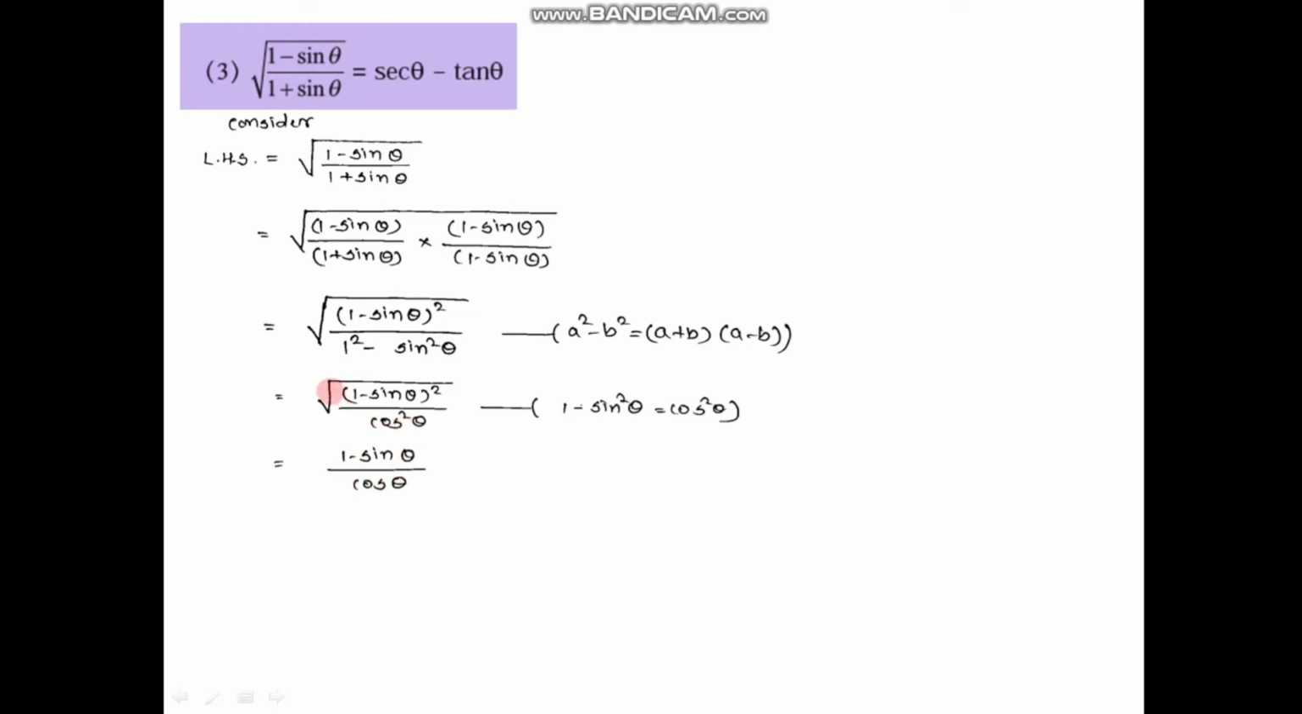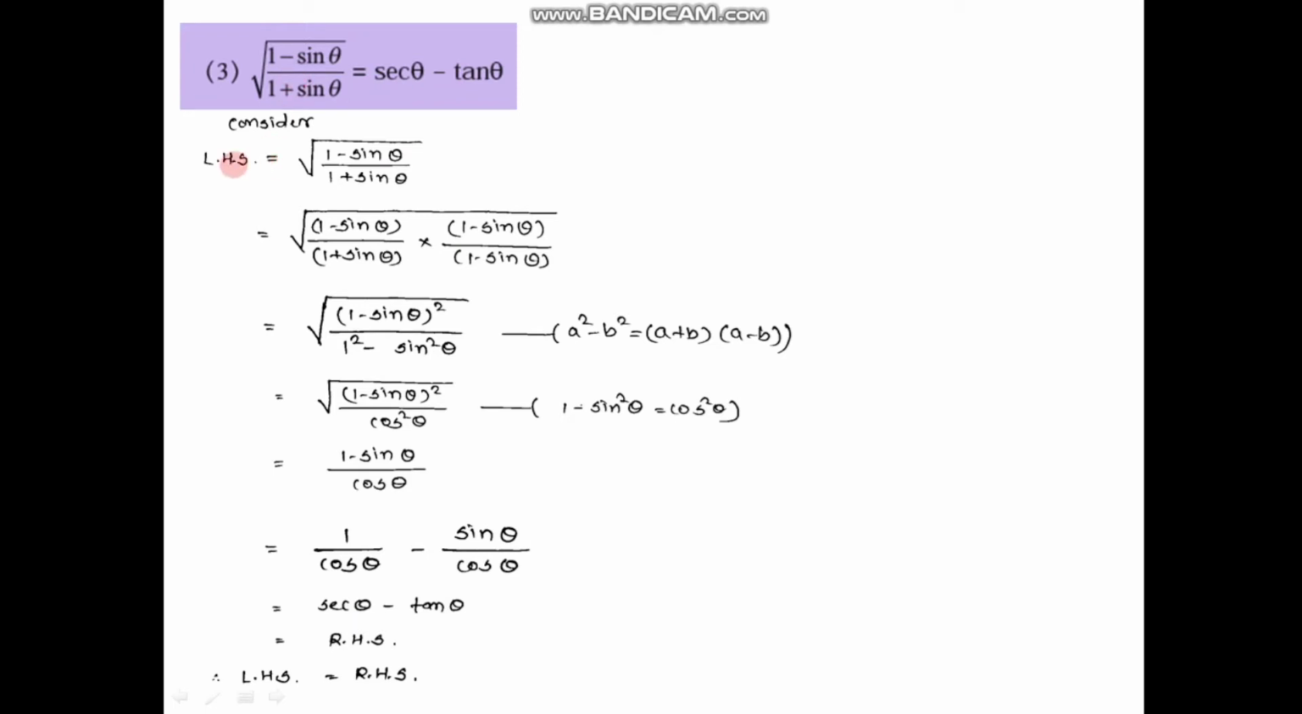Now to the next step, in the numerator (1 minus sin theta) whole square is there, so this square and square root will get cancelled to have 1 minus sin theta in the numerator, and in the denominator we have cos square and the square root sign, so square and square root will get cancelled to get cos theta in the denominator. Now if we separate the numerator, it can be written as 1 divided by cos theta minus sin theta divided by cos theta. Its reciprocal is sec theta minus, by the formula we have sin theta divided by cos theta, that's tan theta. So here we get the RHS, that is sec theta minus tan theta.